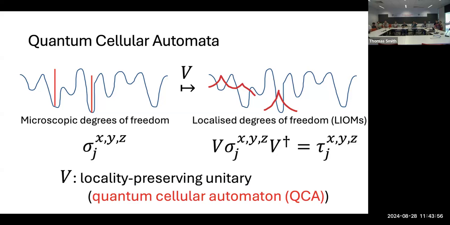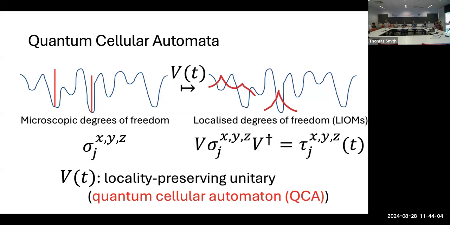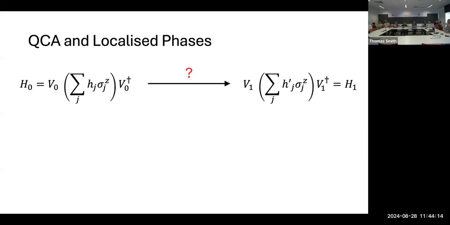Okay, so this V is going to be the locality preserving unitary, or the QCA, that I associate to a given Hamiltonian. And you can also think about time-dependent V's for time-dependent systems, where this V is now going to be a periodic function of time.